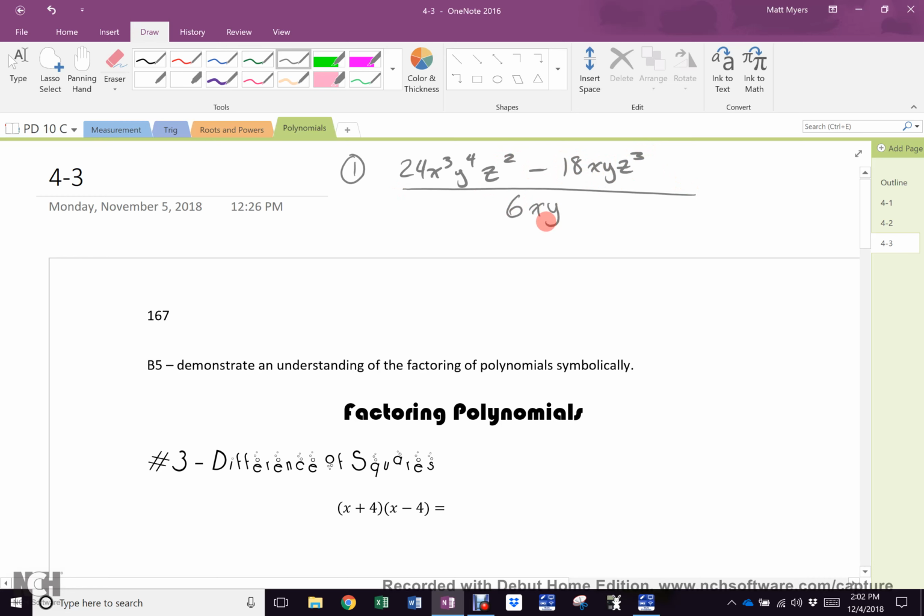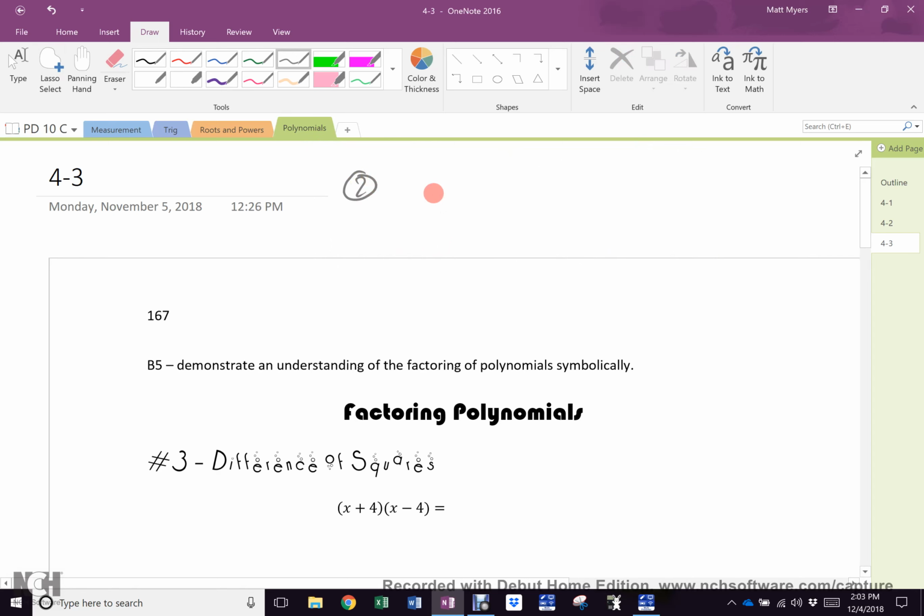6xyz squared. Where does that go? At the start. To the front. And then my answers: 4x squared y cubed minus 3z. Type 1. Everybody good, right? Excellent.